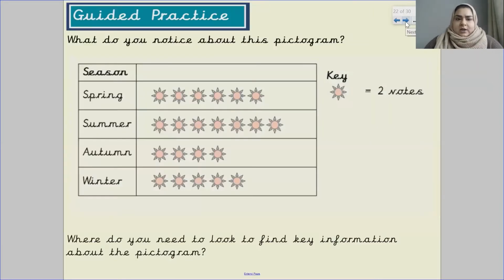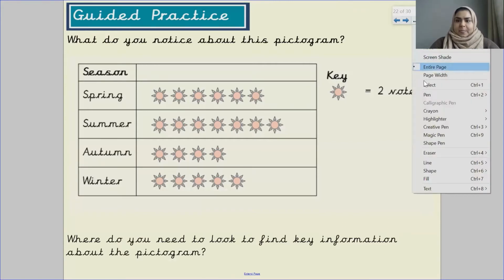So let's do this guided practice. It says, what do you notice about this pictogram? Where do you need to look to find key information about the pictogram? If you just think about that.